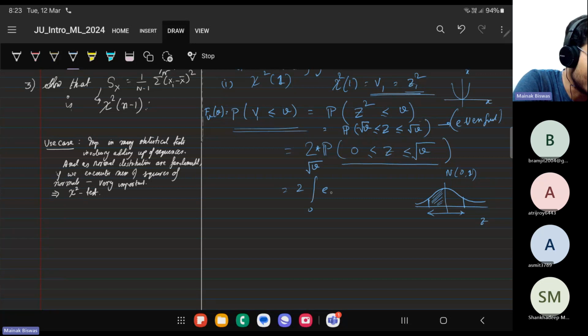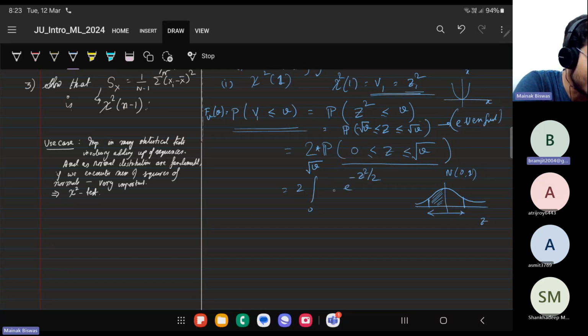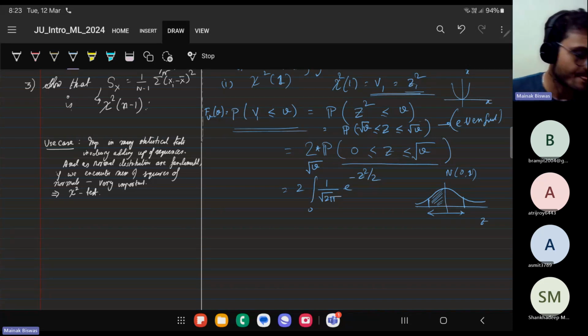what is the PDF of Z? How will I calculate it? What will the integration be? E to the power minus z square by 2, times 1 by root 2 pi. So this is your F_V of v.